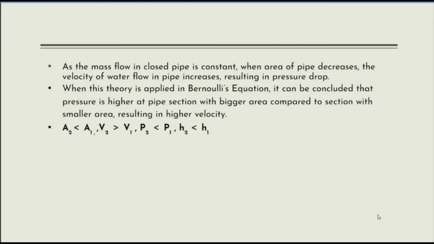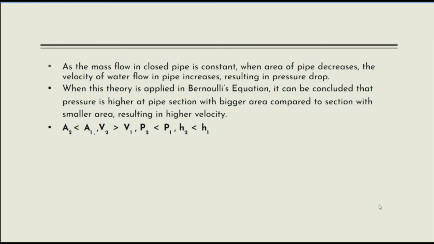As the mass flow in a closed pipe is constant, when the area of the pipe decreases, the velocity of water flow in the pipe increases, resulting in a pressure drop. When this theory is applied in Bernoulli's equation, it can be concluded that the pressure is higher at the pipe section with bigger area compared to the section with smaller area, resulting in higher velocity.